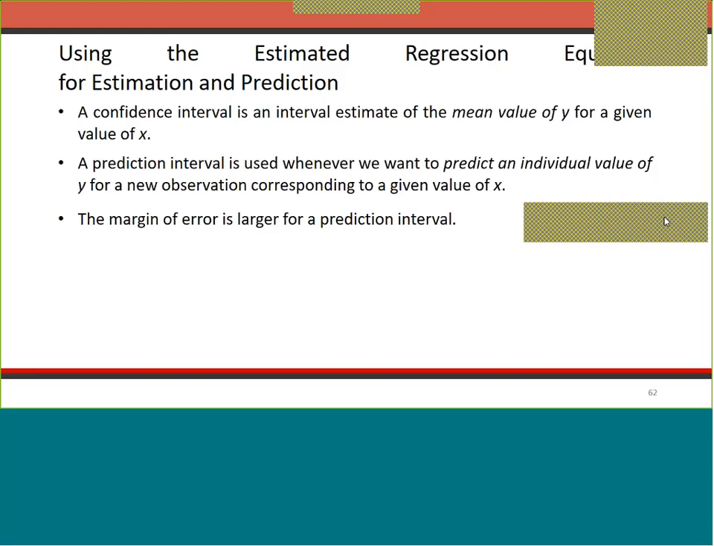Y hat equal to B naught plus B1x gives a linear relationship between x and y. Coefficient of determination gives the strength of the regression. And coefficient of correlation gives a numerical measure of relationship between x and y. Coefficient of determination lies between 0 and 1, and coefficient of correlation lies between -1 and 1. If coefficient of correlation is 1, strong positive relationship. If coefficient of correlation is 0, no relationship. If coefficient of correlation is -1, strong negative relationship.